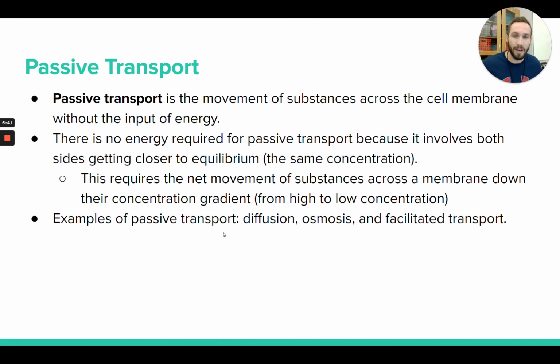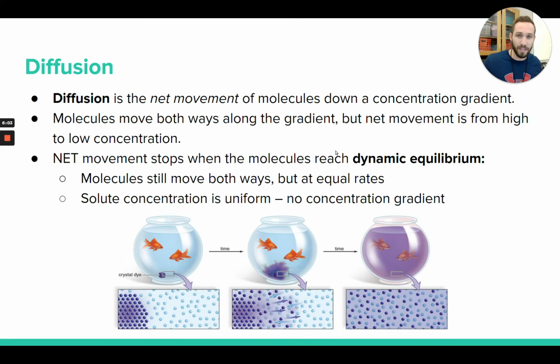And so there's three specific forms of passive transport, or examples of passive transport. There's diffusion, osmosis, and what we call facilitated transport, or sometimes facilitated diffusion. These three examples are all accomplishing what I just said. They're getting both sides closer to equilibrium, and it doesn't require energy. And so let's start with diffusion.